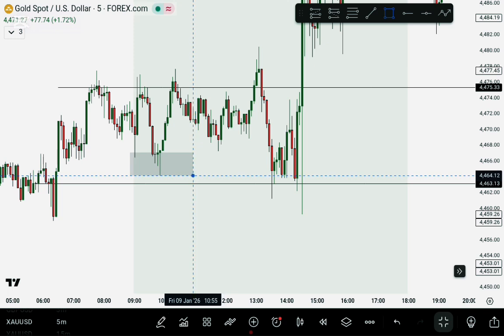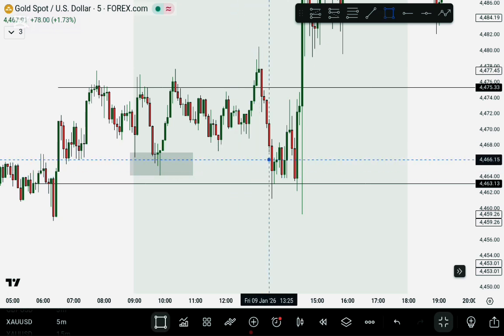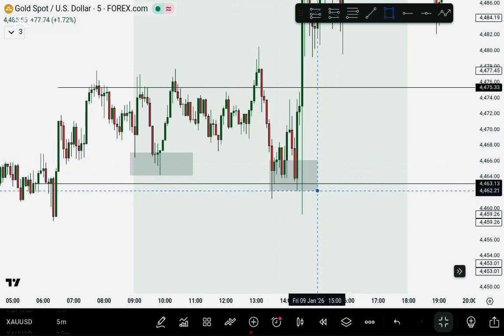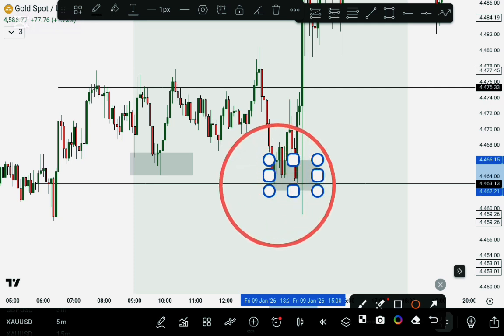You could see that on this level here, the reason why we did not take any trade here was because the market did not tap our zone. Because the market must tap that zone before executing on any setup or any trade. But you can see at this point here, the market tapped the zone. See, the market tapped the zone at that point there.